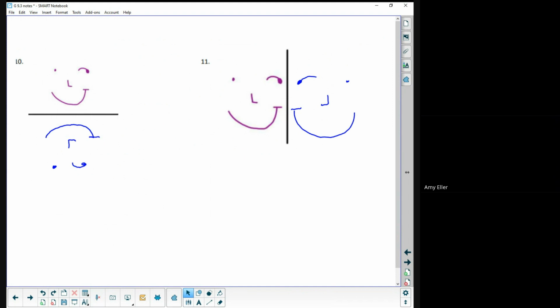So the eye moved farthest away. The winking eye did not move as far. It's right by it. Make sure your nose flip-flopped.